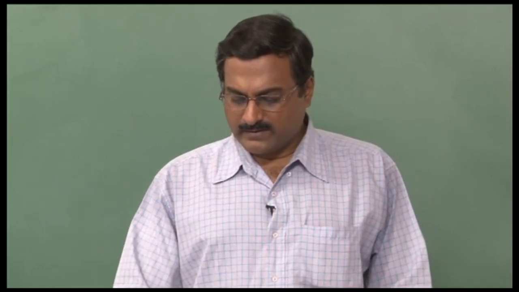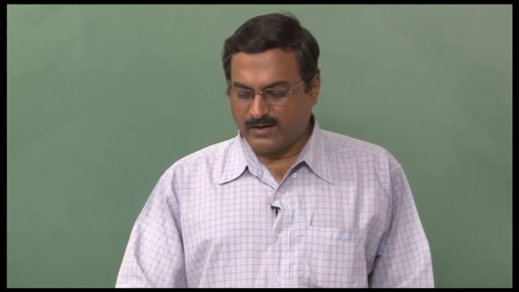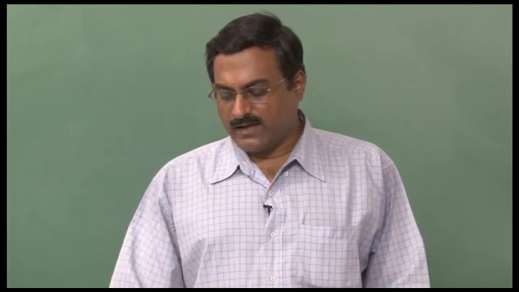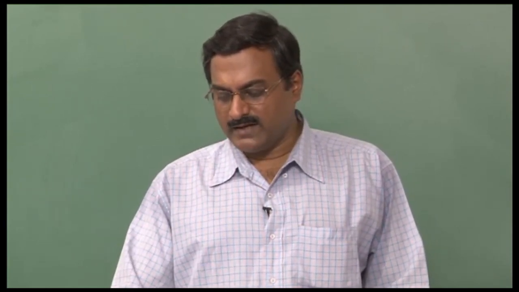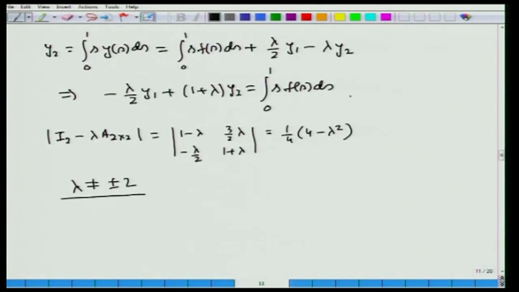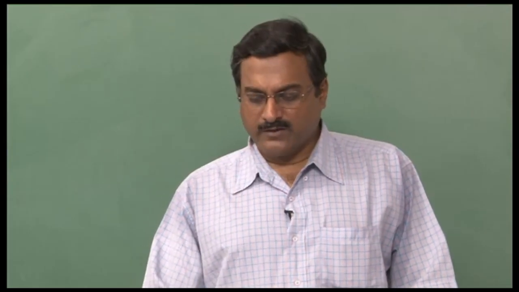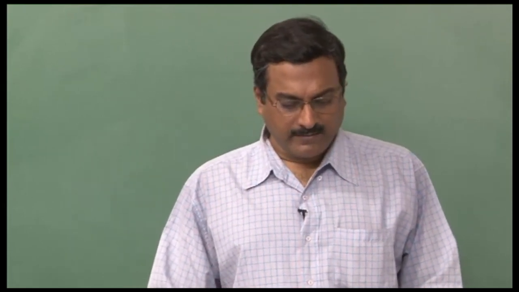Now, the solution can be obtained by substituting the expressions for y1 and y2 by solving these two equations, either in the form involving integral 0 to 1 f(s) ds and integral 0 to 1 s f(s) ds, or otherwise, if f(s) is given, evaluating both these integrals, you can find uniquely y1 and y2. Then substituting into the required expression, y(x) equal to f(x) plus lambda y1 minus 3 lambda x y2, you can find the unique solution for the given problem.